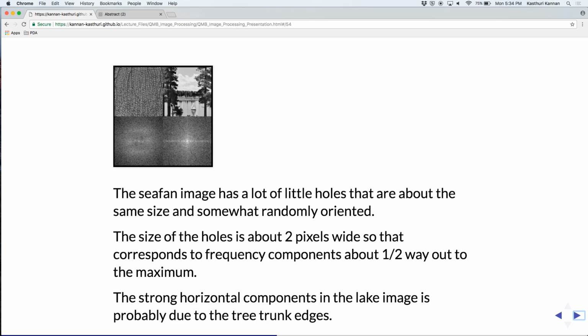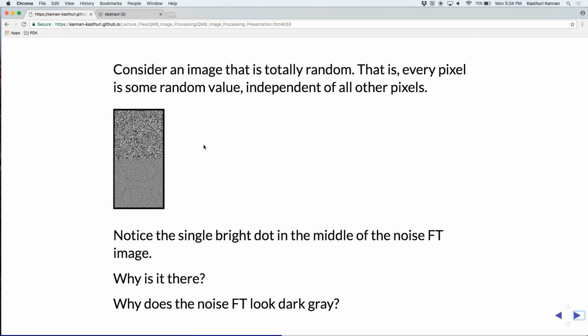And how about this? You have two vertical trees in here, right? These two vertical trees correspond to a strong horizontal component in here. So by closely looking at some of these, we will be able to infer from the Fourier transform how the image could possibly be constructed, right?